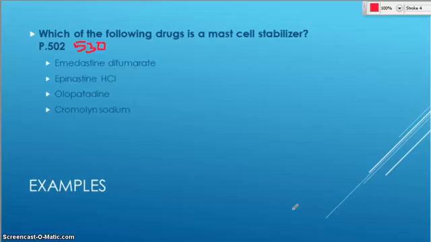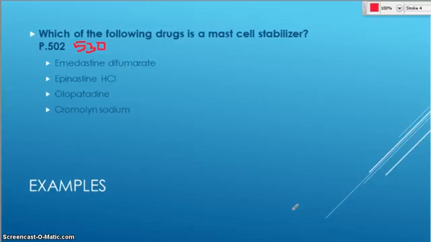This particular group of drugs that is referred to in this table is for asthma treatment. So you're just going to want to look and see where those different tables are and be kind of familiar with them so you can flip back and forth. So on this one, we want to know which one is a mast cell stabilizer. So if you look on page, what did I say again? Oh, page 502, sorry about that. And you will see the grouping.